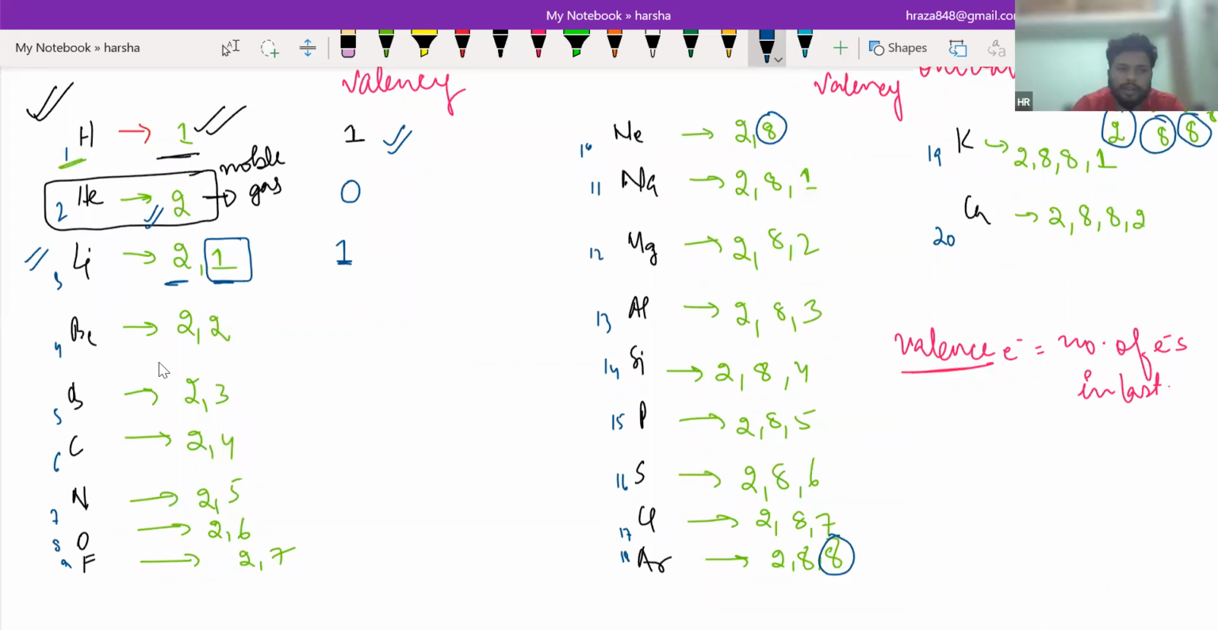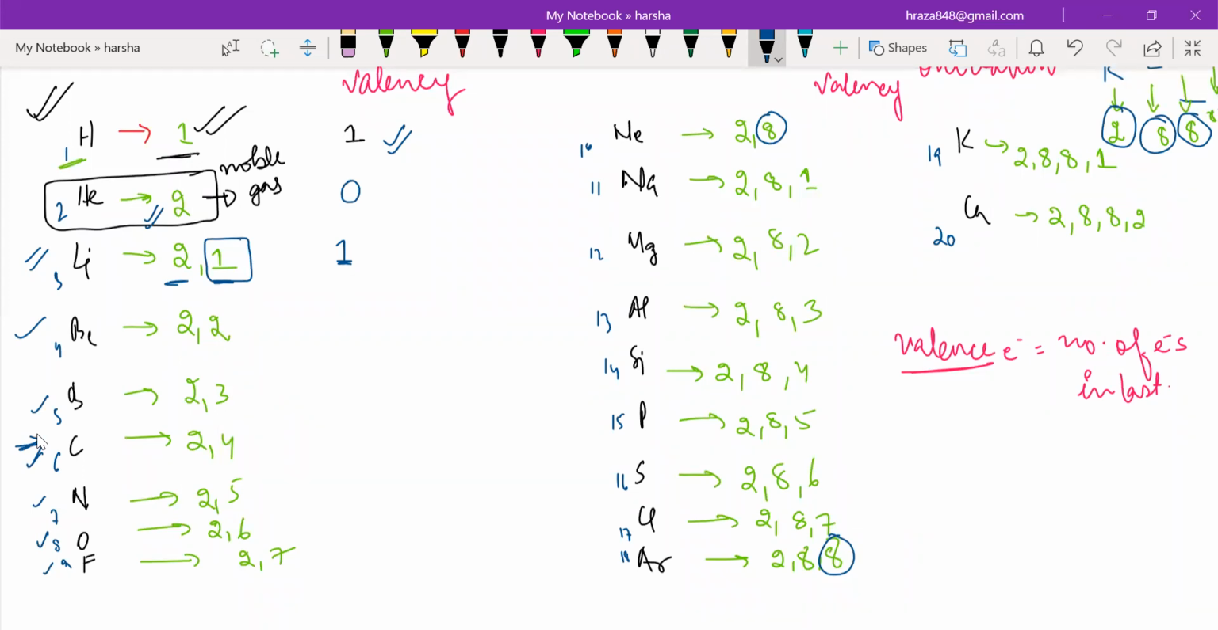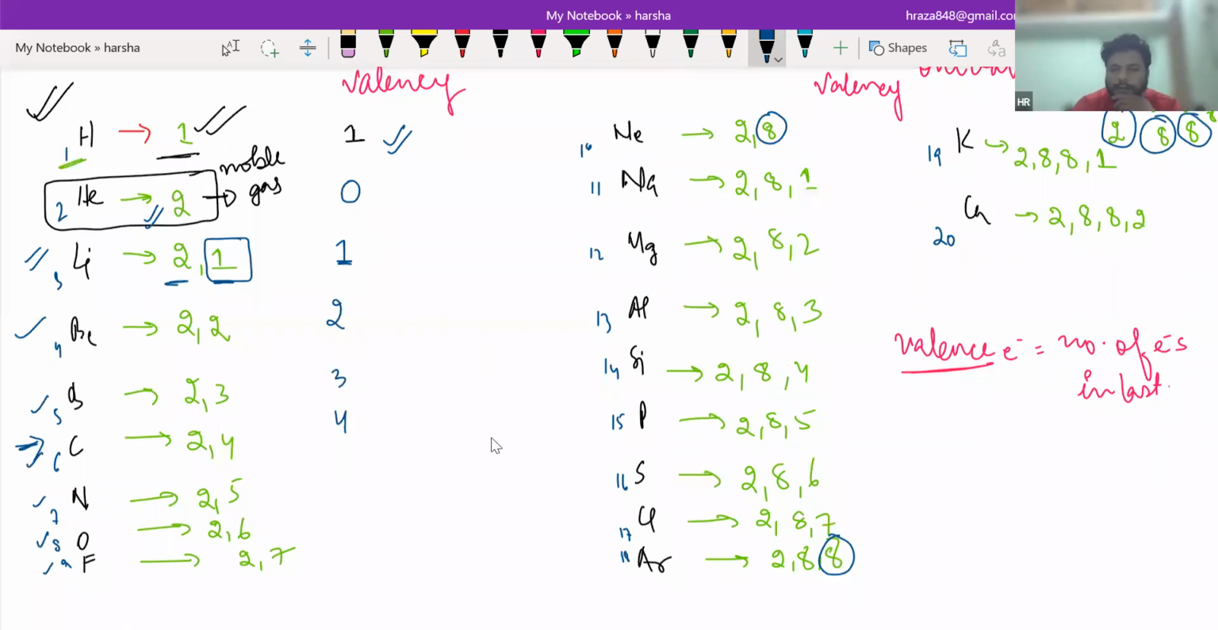Okay. So can you find the valency of beryllium, boron, carbon, nitrogen, oxygen, fluorine? Please find out and tell me up to carbon. Sir, 2, 3, 4. Yes, 2, 3, 4.